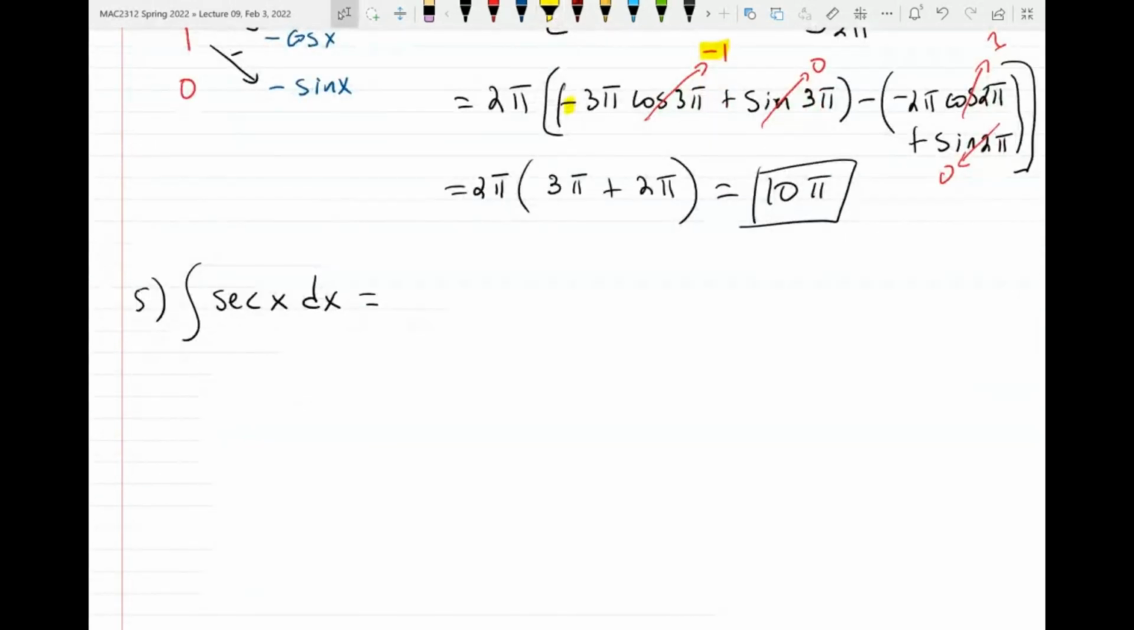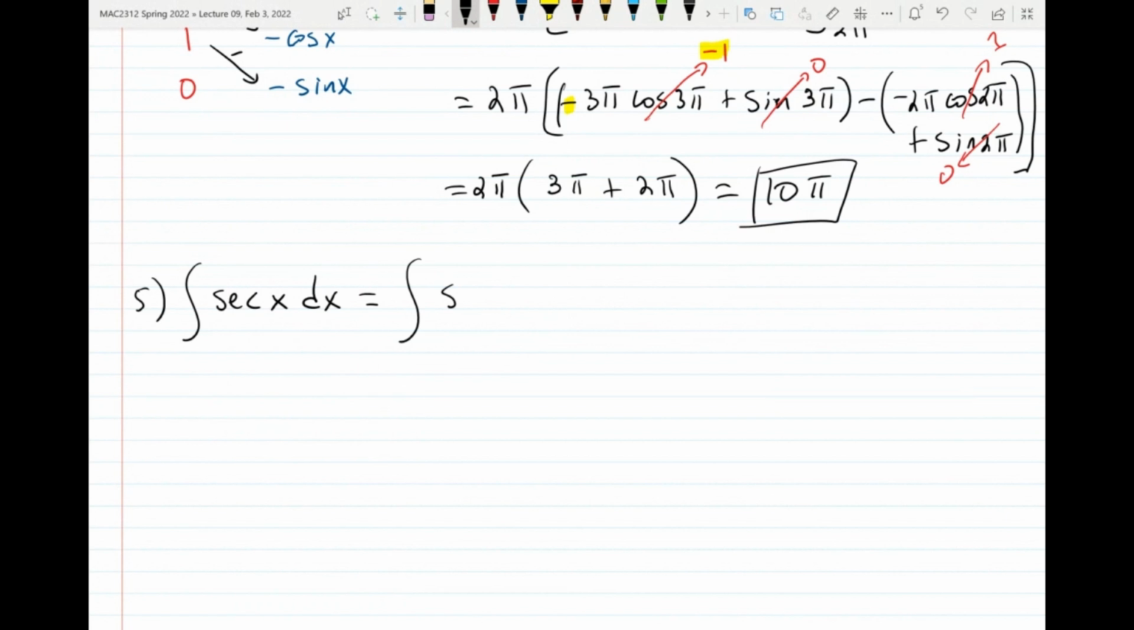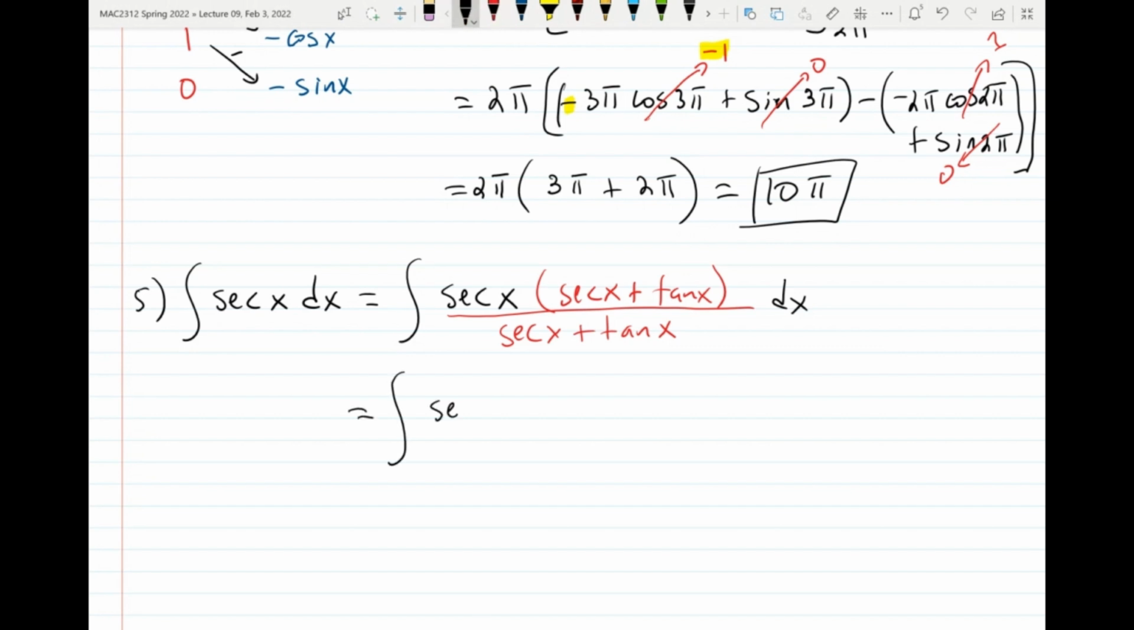Okay, so the integral of secant. How do we do this? Well, basically, it's just a trick. So to do the integral of secant, what we do is the following. I'm going to multiply top and bottom by secant plus tangent. And why am I doing that? You may wonder. Well, you're going to see in a second why. So I'm going to multiply top and bottom by secant plus tangent. And in this case, the numerator becomes, what's the numerator here? This is secant squared plus secant tangent.